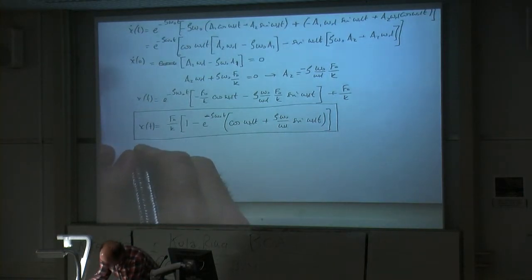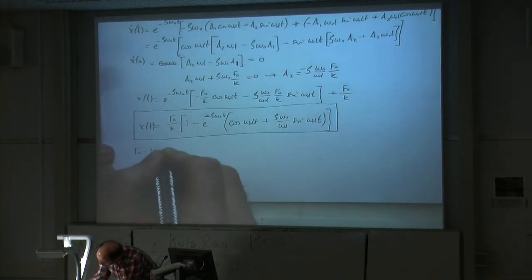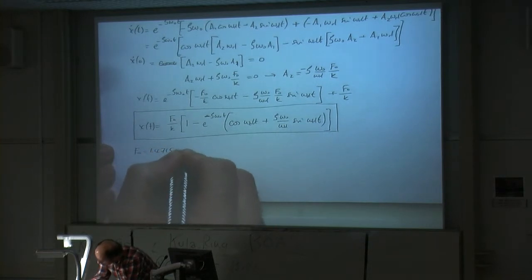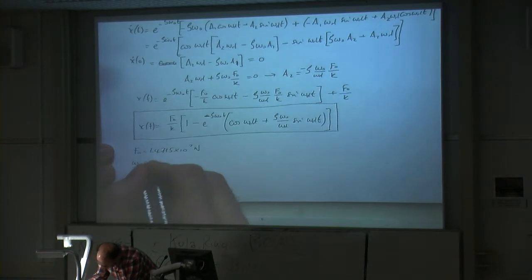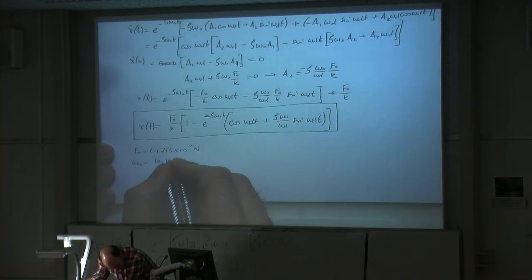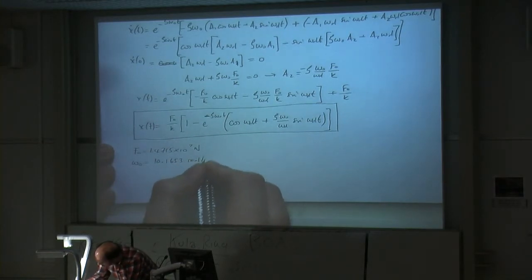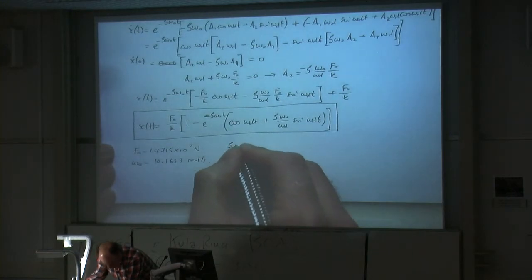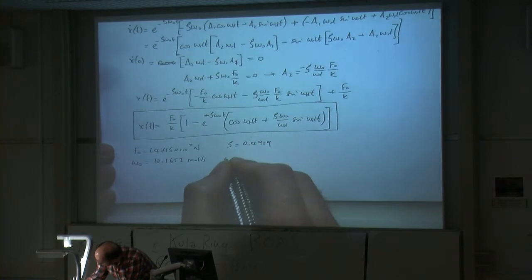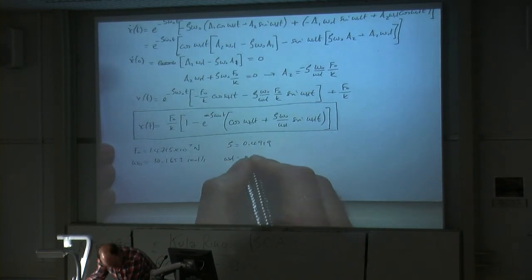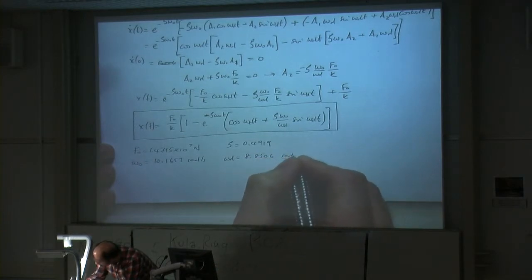F naught, 1.4717 times 10 to the 3 newtons. Omega naught was 10.1653 radians per second. Zeta came out to be 0.4919, and omega d was 8.8506 radians per second.